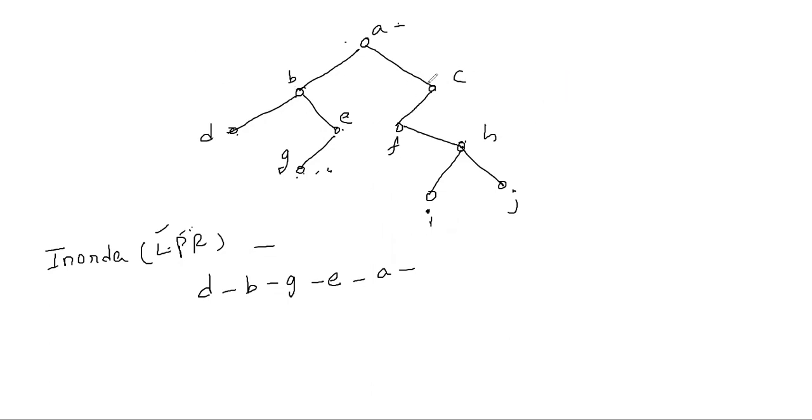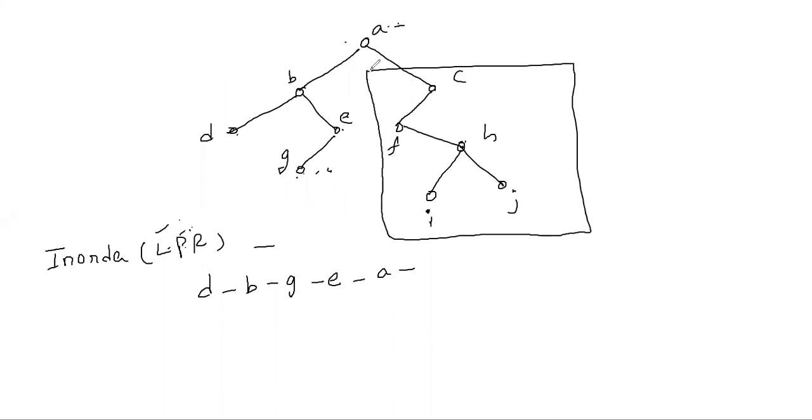See, left part completed. This part completed. Parent written A. Now we have come to the right side. Listen carefully. When you come to this right side, again apply this formula, LPR formula. Left, what is there? F is there. So this is one subtree.